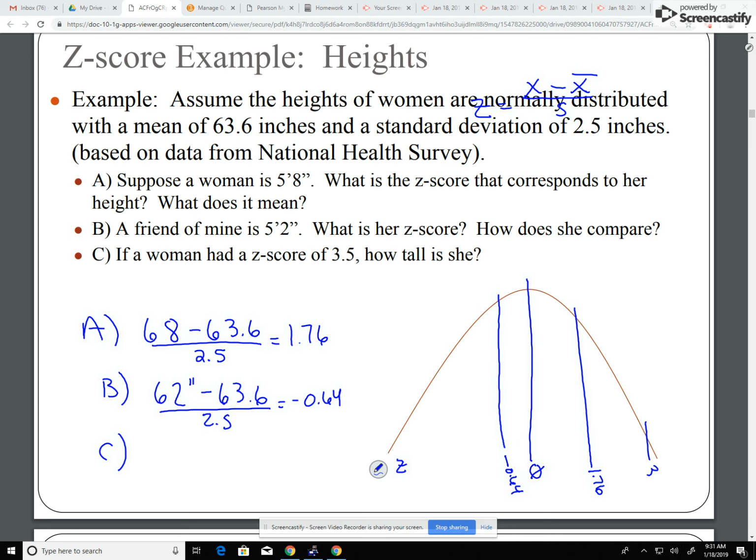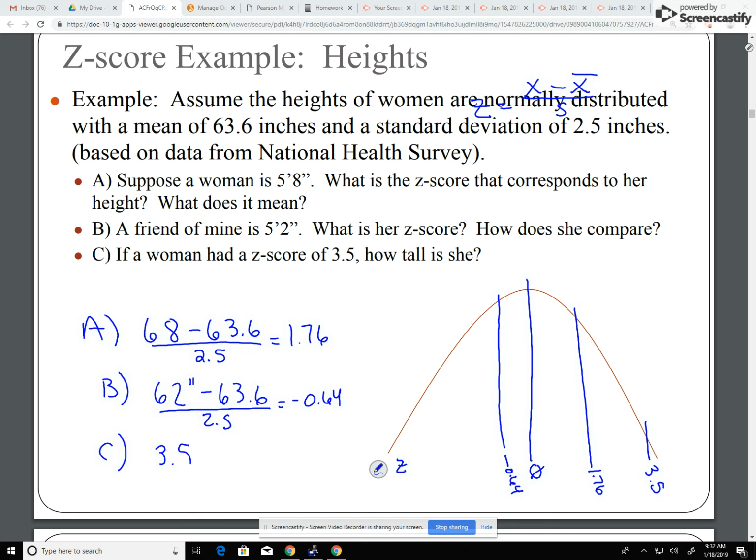And for Part C, here we're given a z-score of 3.5. Immediately, it's a positive number, and it's 3.5 standard deviations greater than the mean. It's greater than 2 standard deviations. This woman's going to be tall. These are the things that I want you to be thinking about in your head before you even do the math, so that if your math is wonky and you get a shorter value than the mean, you know that you did some calculation wrong, because a z-score of 3.5 is unusual and larger than the mean.